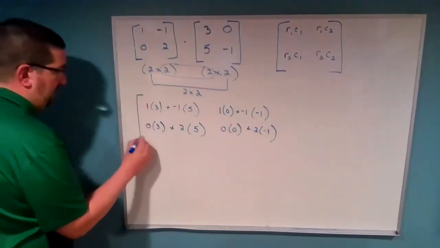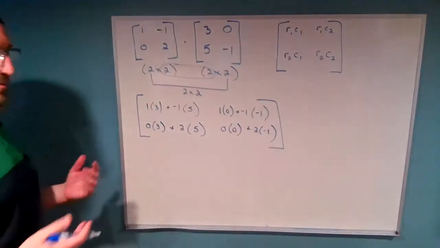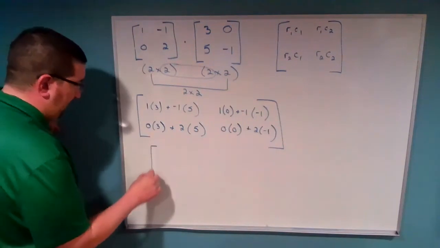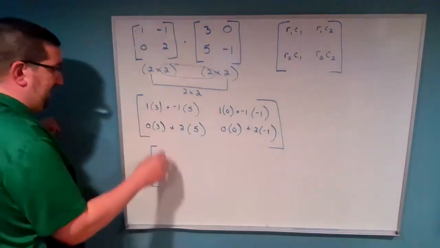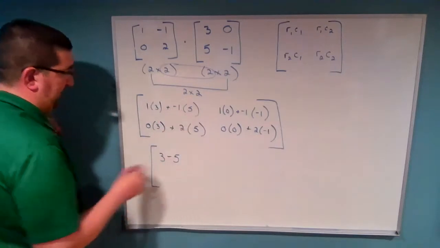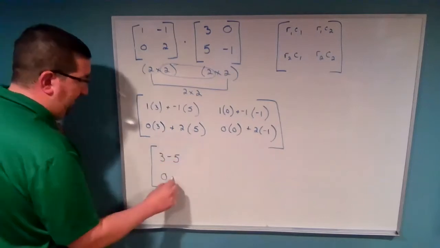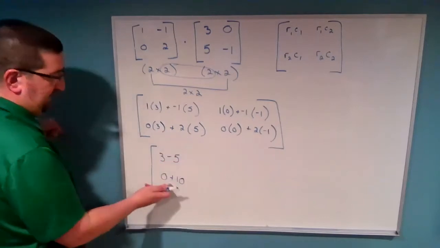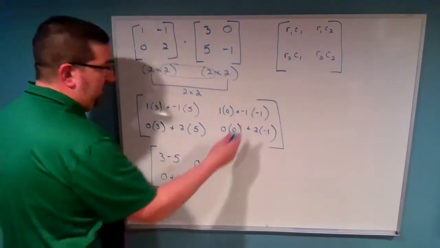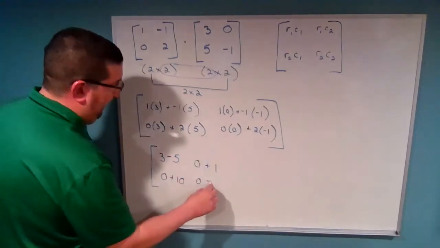Now, that would be our resulting matrix, but I have to simplify that. So I'm going to do the multiplication first. So 1 times 3 is 3, -1 times 5 is -5. 0 times 3 is 0, 2 times 5 is 10. So this is going to be 0 plus 10. Then we have 0 plus 1, -1 times -1 is 1. And then we have 0 minus 2.